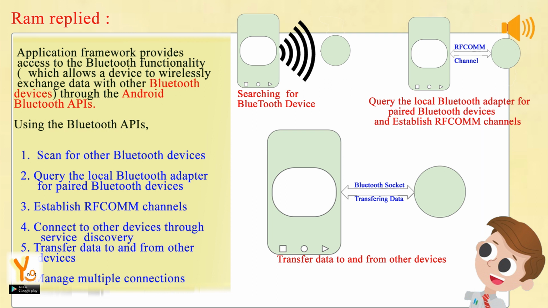Using the Bluetooth APIs: First, scan for other Bluetooth devices. Second, query the local Bluetooth adapter for paired Bluetooth devices. Third, establish RFCOMM channels. Fourth, connect to other devices through service discovery. Then, transfer data to and from other devices. And lastly, manage multiple connections.